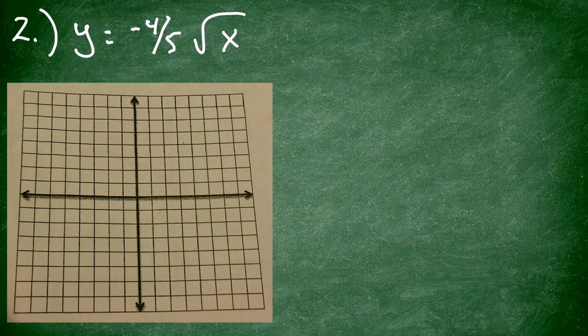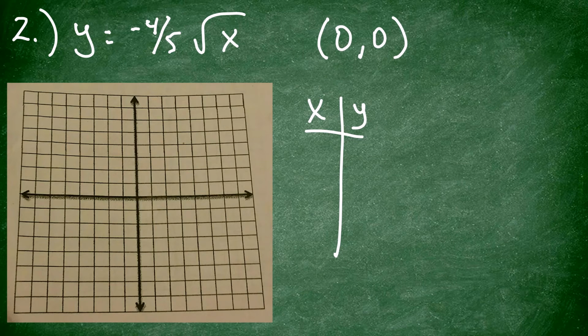Alright, number 2, same exact concept. First thing I'm going to do is find h and k. It's 0, 0. I make my xy chart. Once again, it's a starting point because it's negative 4/5 times the square root of x. Like I said, it might be helpful to tell you right away negative 4/5 is a, so that you don't get confused and think negative 4/5 is h or k. So, 0, 0 is my starting point. 1, 4, and 9 is my x.